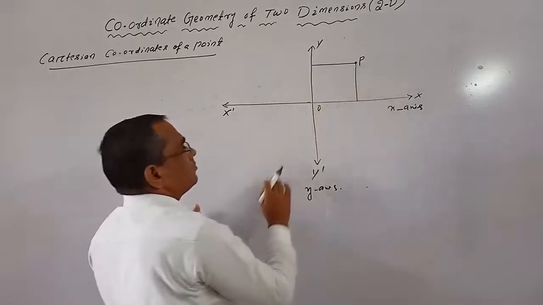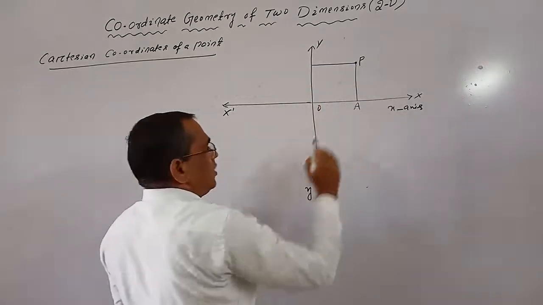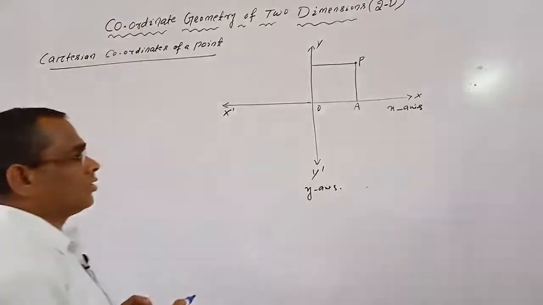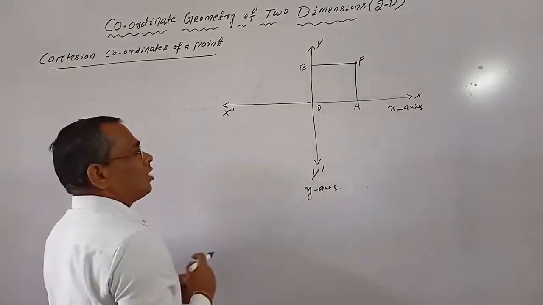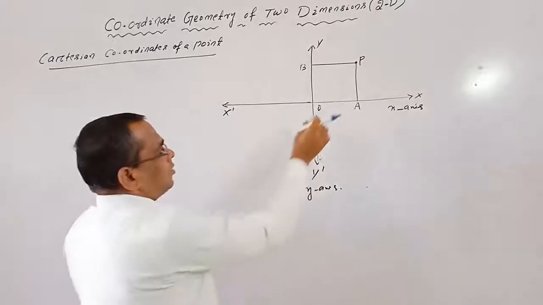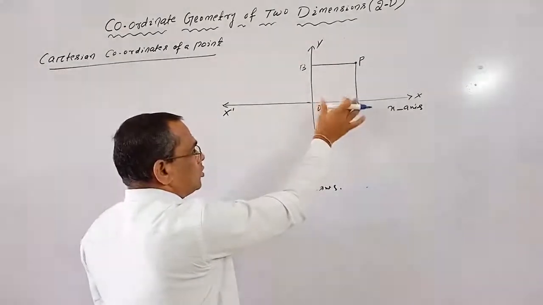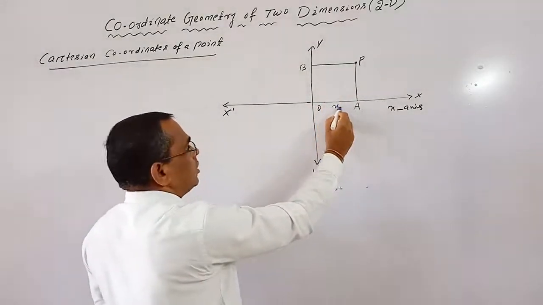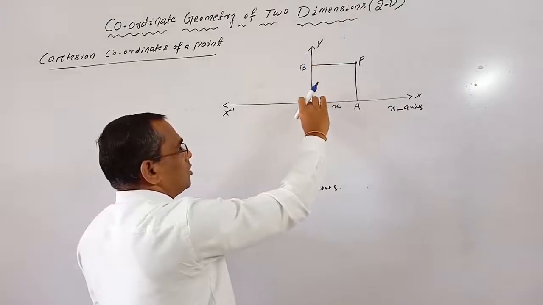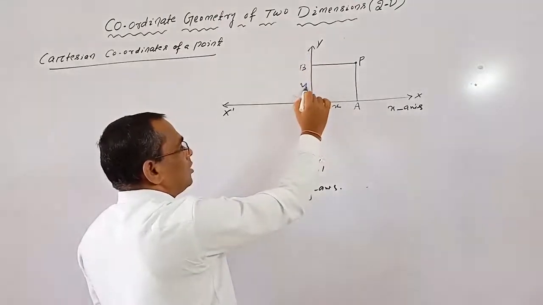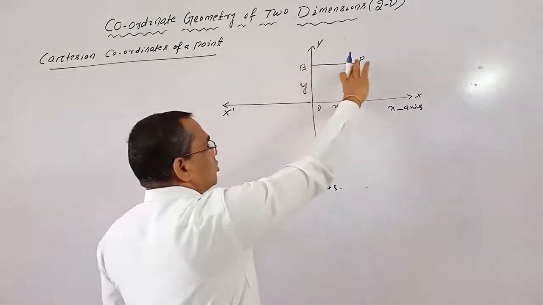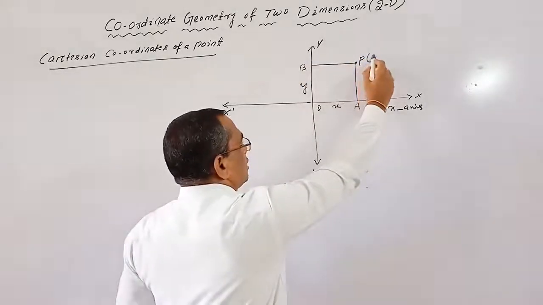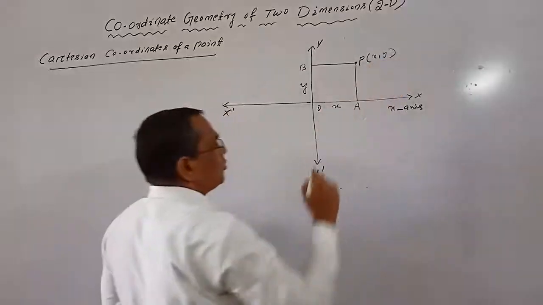Capital A be the foot of the perpendicular on x-axis and B the foot of the perpendicular on y-axis. Suppose this distance from origin to A equal to x and the distance from origin to B equal to y. So its distance is x, this one is y. That's why we write the coordinate of the point P equal to x comma y.